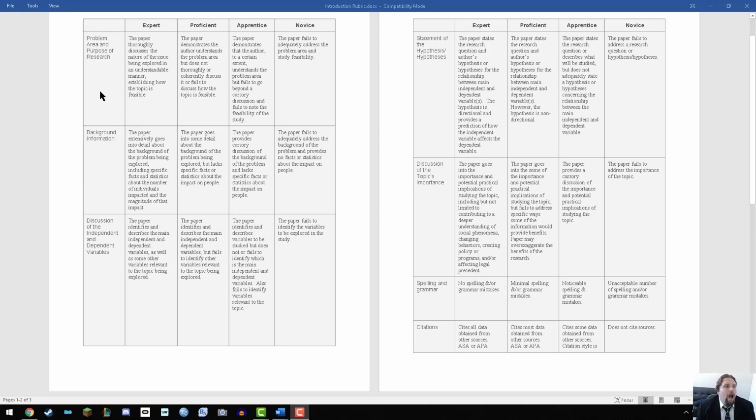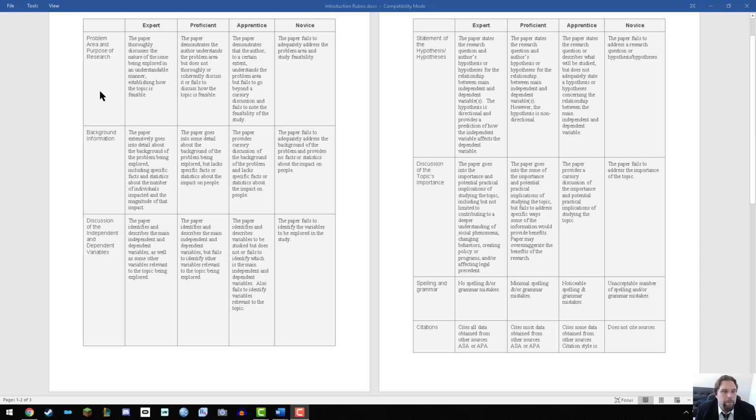Okay. Next, we have the discussion of the independent and dependent variables. Again, remember, the independent variable is what affects the dependent variable, and you want to establish all of those different variables that you're going to be exploring. So the paper identifies and describes the main independent and dependent variable, as well as some other variables relevant to the topic being explored, right?